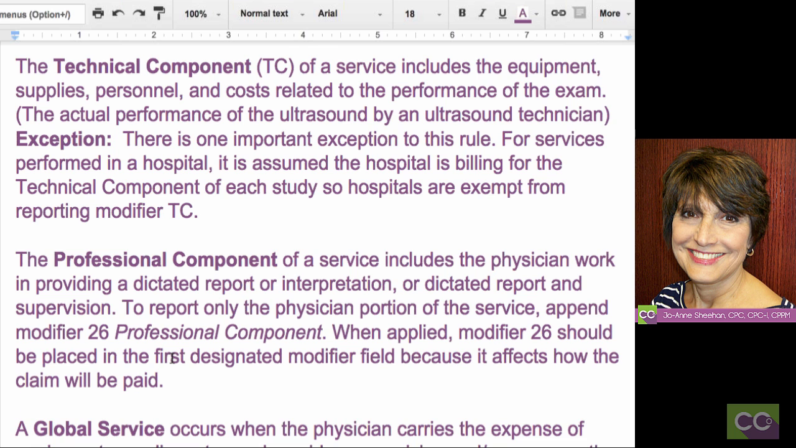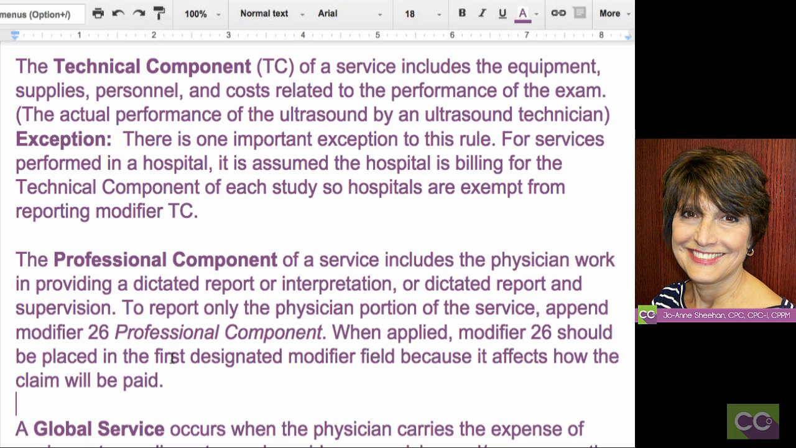And the only exception to this rule, and this is something that always jumps out at me, especially for people studying for the CPC, is that for services performed in a hospital, it is assumed that the hospital is billing for the technical component of each study, and that's the facility billing end of it. So hospitals are exempt from reporting modifier TC. So a lot of times when we see coding and you say, well, gee, it was done in the hospital, but why am I just using modifier 26? It's because that's the physician component, the interpretation and supervision, but the hospital, if it's in a hospital setting, they take care of the technical.